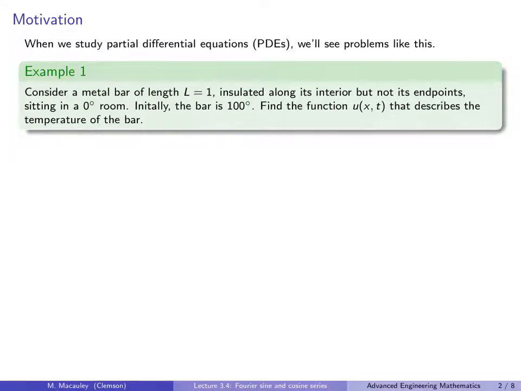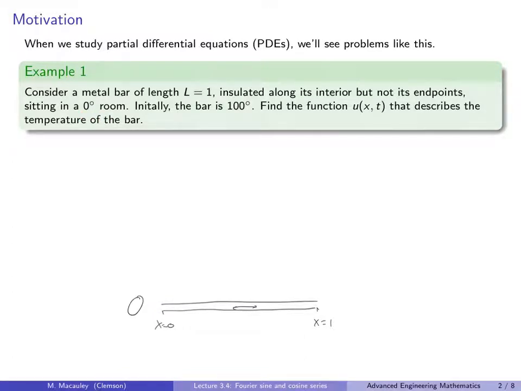Consider a metal bar of length L equals 1. Let me draw this, so we have a bar of length 1, insulated along its interior but not at its endpoints. That means that heat can flow laterally, but it cannot escape this way. So this is a one-dimensional problem. One endpoint is x equals 0, and the other endpoint is x equals 1. So it's insulated, and because it's open at the endpoints, it's sitting in a 0-degree room.